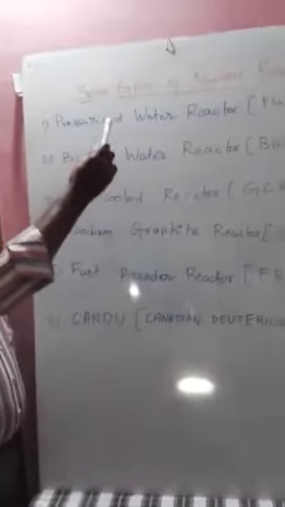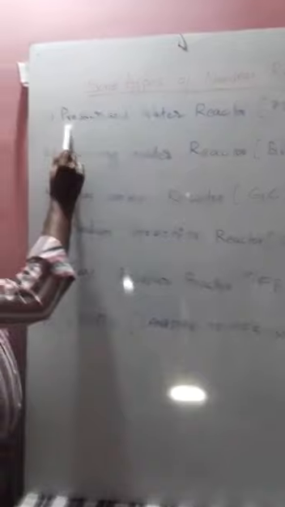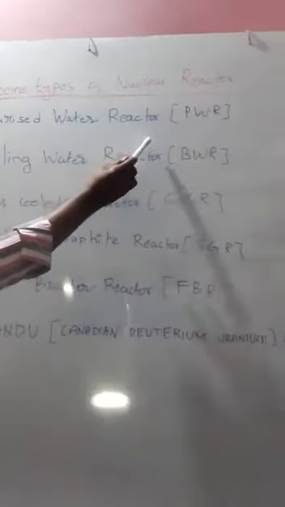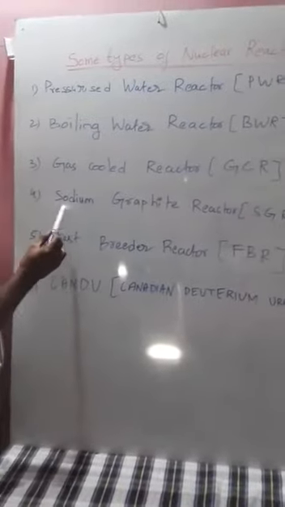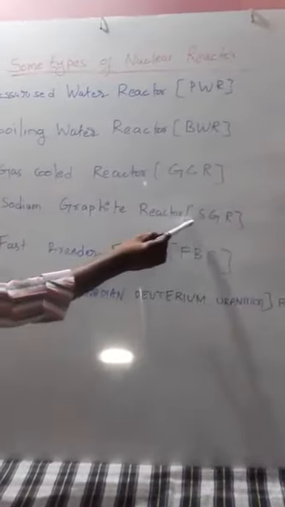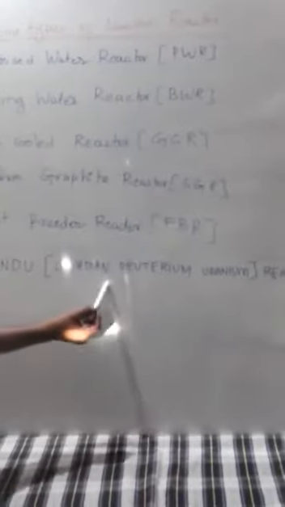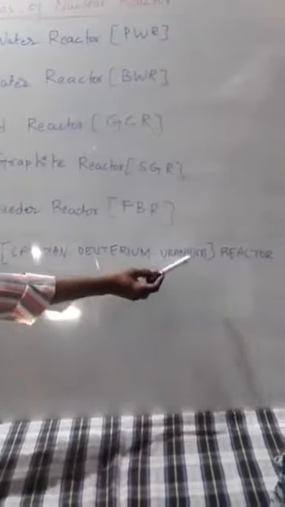Let us discuss some types of nuclear reactors. First one, pressurized water reactor, PWR. Second one, boiling water reactor, BWR. Third one, gas cooled reactor, GCR. Fourth one, sodium graphite reactor, SGR. Fifth one, fast breeder reactor, CANDU reactor. CANDU means Canadian deuterium uranium reactor.